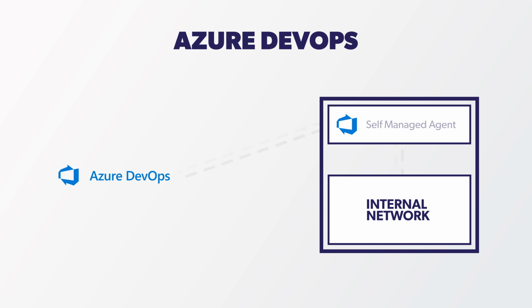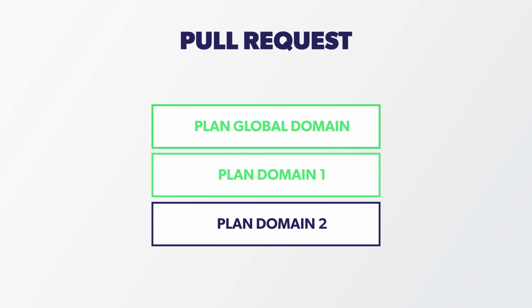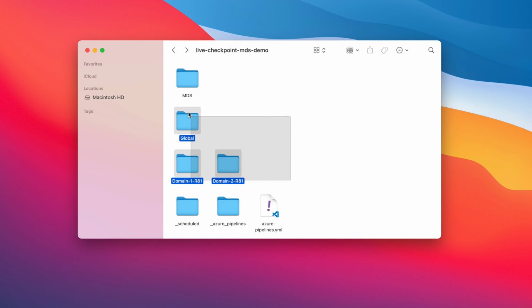We are using Azure DevOps in the cloud to manage our on-prem devices behind a VPN. Pull requests have been optimized to only run plans for the domains that have incoming changes. The project has been set up as a monorepo containing all the domains as a separate sub-project.